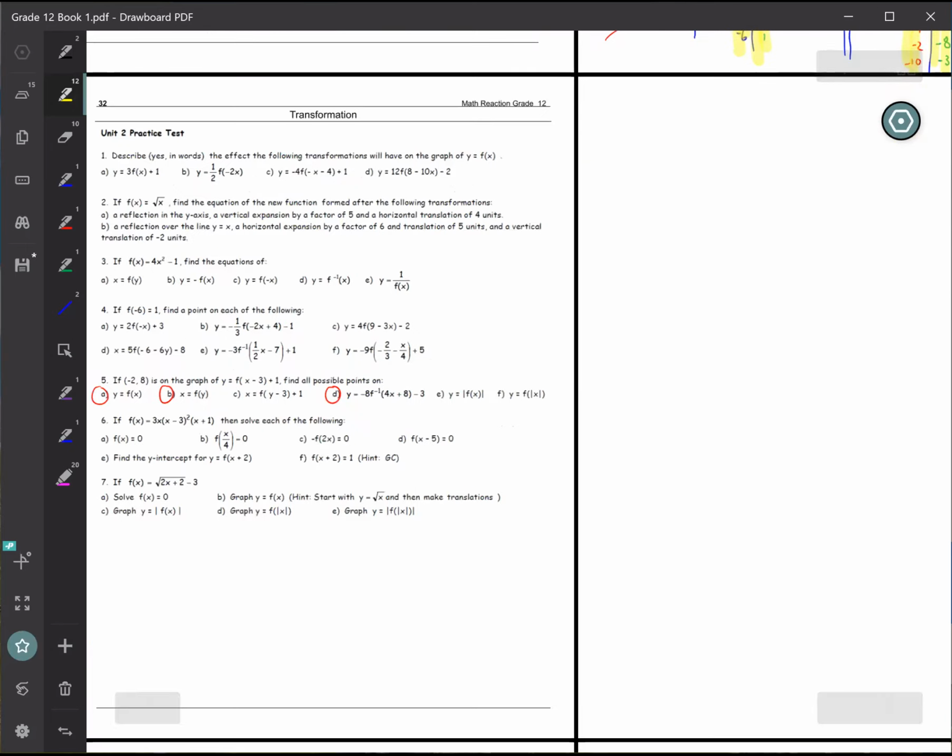Okay, next one is a little bit tricky, because it tells you that the point (-2, 8), okay, number 5, is on y equals f of x minus 3, and then plus 1. This one is (-2, 8).